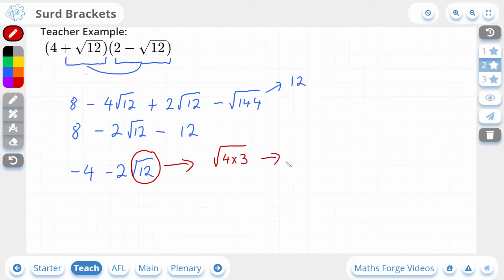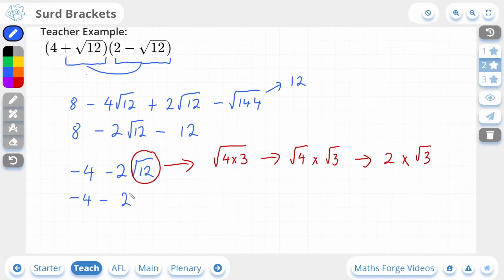And the square root of 4 times 3 is further simplified to the square root of 4 multiplied by the square root of 3. And of course, we know that the square root of 4 is 2, and this is multiplied by root 3. So actually, this root 12 can be simplified further to give us 2 multiplied by root 3.